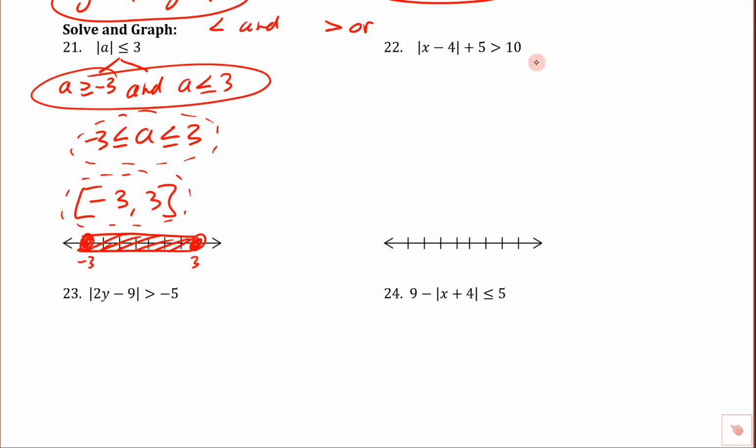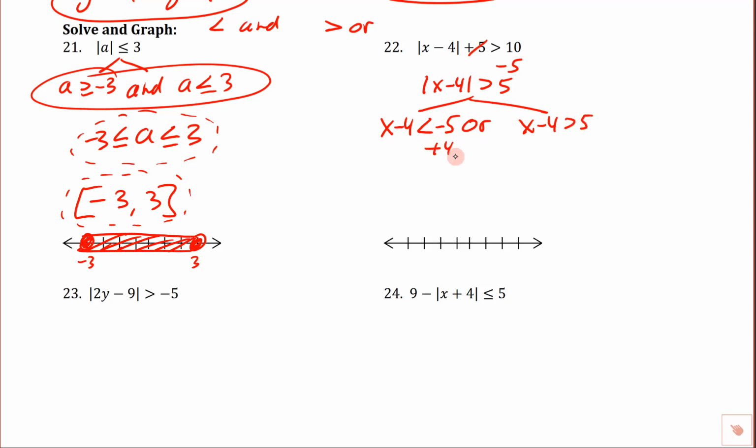All right, let's take a look at the next one. It's not isolated, so let's go ahead and isolate it. We're going to subtract 5 from both sides. We're going to have the absolute value of x minus 4 greater than 5. The word that's going to connect the two of these is an or because it's a greater than. So this is x minus 4 is, we put a -5 here. We have to switch the direction. So it's going to be x minus 4 is less than -5. Or on the other side, x minus 4 is greater than 5.